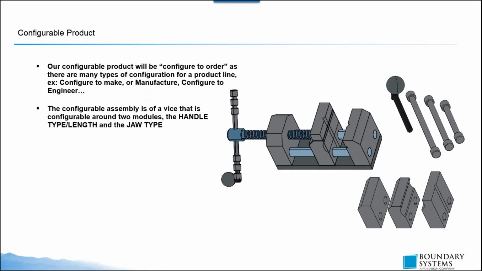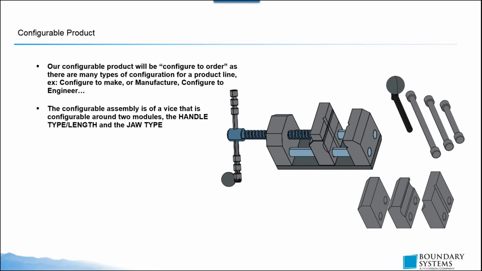Our configurable product today is a vice, and the product will be configured to order, as there are many types of configurations for a product line, like configure to make or manufacture, configure to engineer. And there are other terms that we use for a product configuration. But for this particular demo, our product is configured to order. Basically, configure what you want, and then it'll be ready to be assembled and shipped.